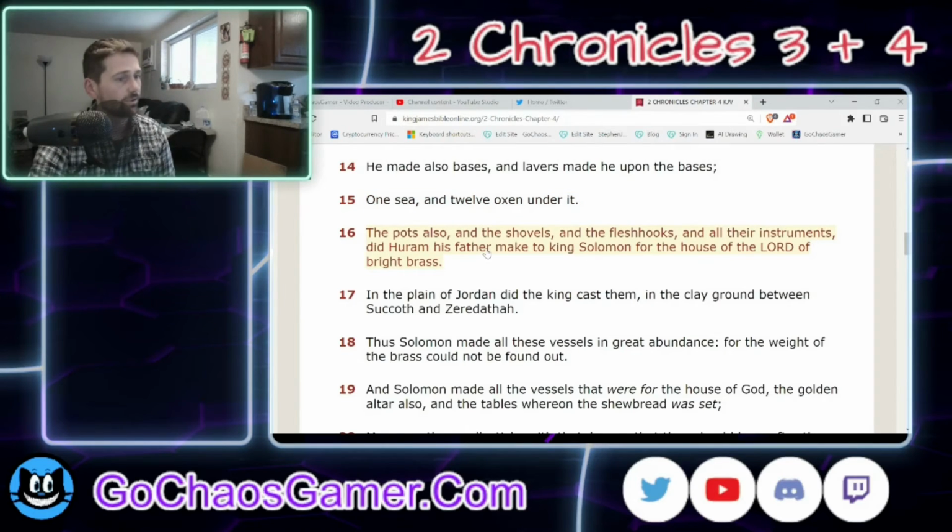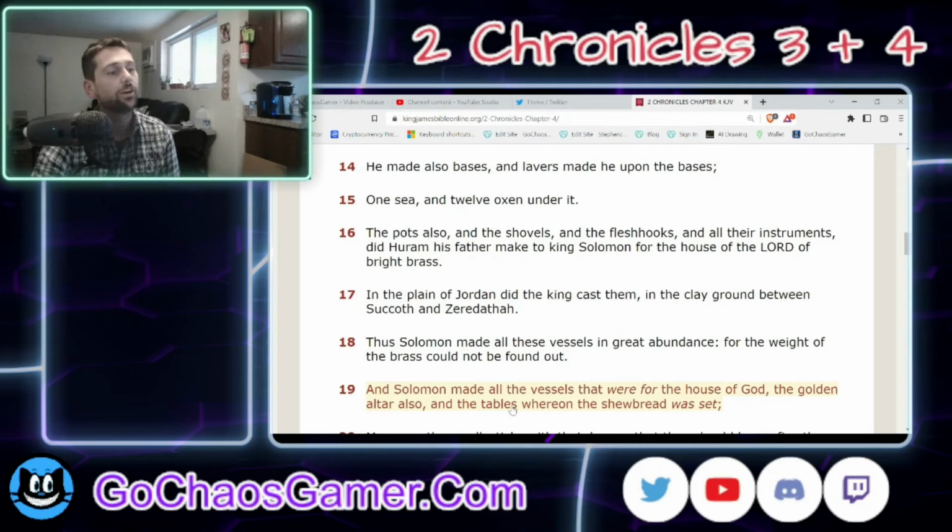The pots also, and the shovels, and the flesh hooks, and all their instruments, did Huram his father make to King Solomon for the house of the Lord of bright brass. In the plain of Jordan did the king cast them, in the clay ground between Succoth and Zeradoth. Thus Solomon made all these vessels in great abundance, for the weight of the brass could not be found out.